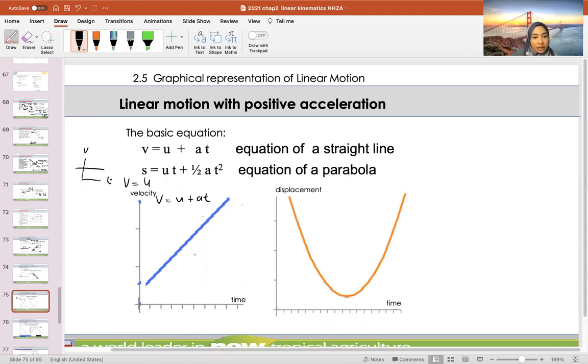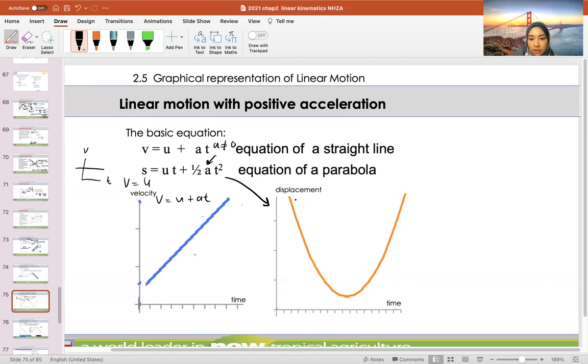This is V and this is time. This is V equals to U. But now if our A has value, it means that our V will change. So our V is changing over time. Therefore, kalau velocity kita changing over time, displacement kita lagilah berubah over time. So displacement kita jadi parabolic equation. It follows this equation. S equals to ut plus 1 over 2 at squared. In this case, A is not equal to 0. A ada value. Okay, so it follows this parabolic equation lah.